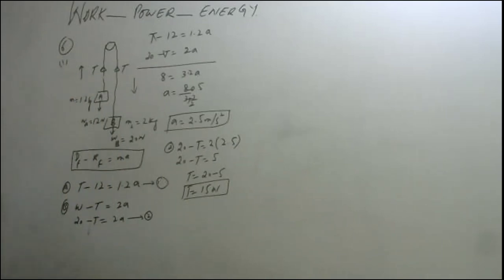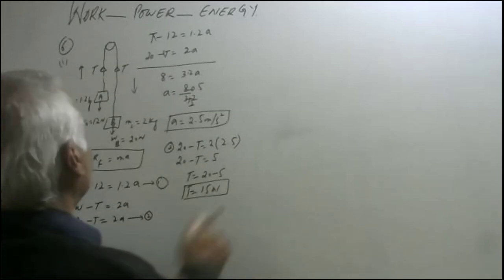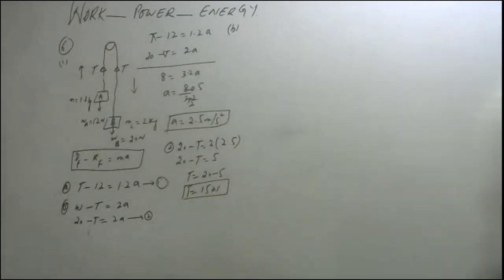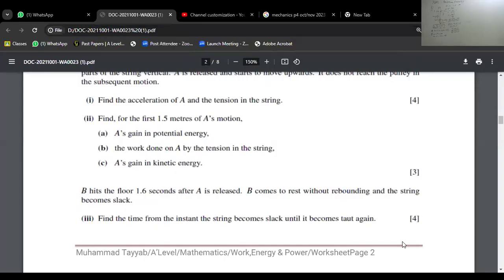Now we will use the B part. Find, for the first 1.5 meters of A's motion. So this means A has moved 1.5 meters. Find A's gain in potential energy.